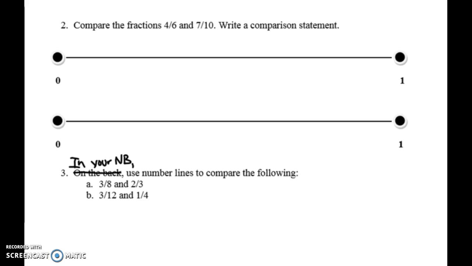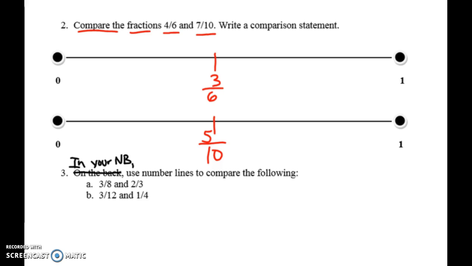Okay, now we're ready to do another one. Now we're going to compare the fractions 4/6 and 7/10. Write a comparison statement, just like we did before. So I am going to go ahead and start by marking my benchmark fractions. I know that this is 1/2. When my denominator is 6, I know that the equivalent is 3/6. When my denominator is 10, I know that my equivalent fraction is 5/10.